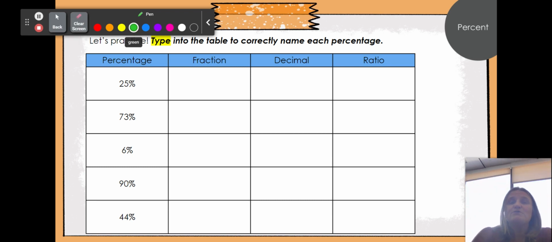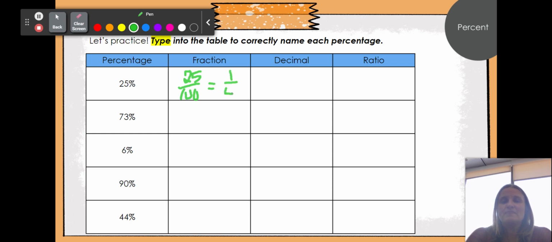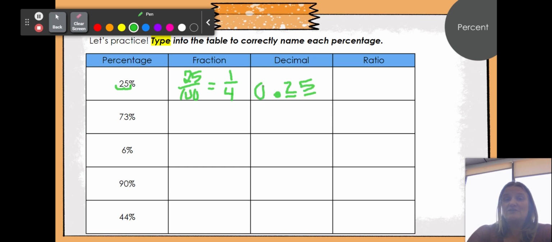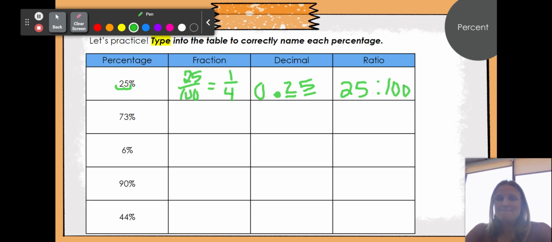Okay, so 25%. Now we're good at doing this. We know it's 25 out of 100. I also know that, by the way, I can simplify that to 1/4. If we write it as a decimal, remember I'm going to move the decimal point over twice. Or I can also know 25 out of 100. I know that hundredths has 2 spots after the decimal. I'm going to write as 25 hundredths. And my ratio would be 25 to 100, or 1 to 4. Okay? All right. By the way, 1/4 cannot be written as 1.4. Just remember that.